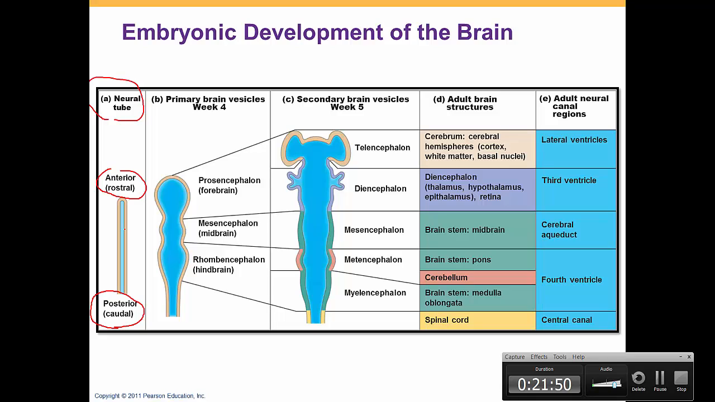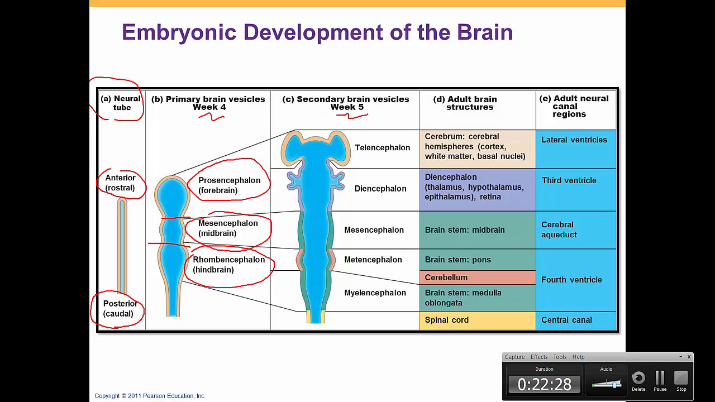And on these tubes, the swelling starts to occur. So some enlargements of the tube occurred. That occurs around week 4. So the first enlargement or swelling or vesicle, we call it the prosencephalon or forebrain. The second vesicle, we call it the mesencephalon or midbrain, while the rhombencephalon or hindbrain is the last vesicle. This occurs around week 4.